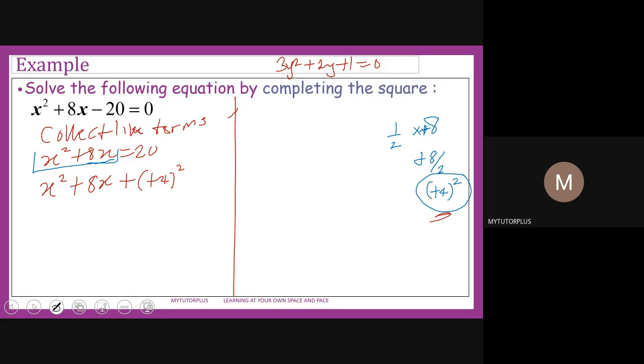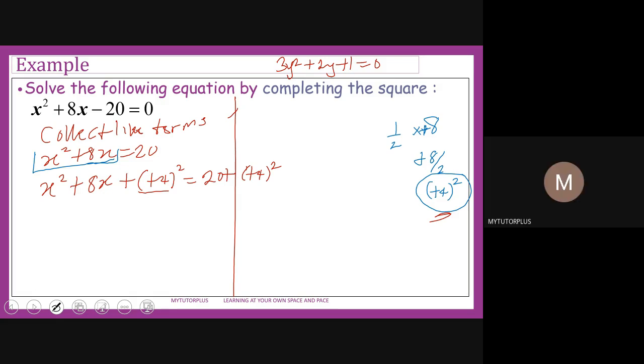Is that clear? Yes. Then the same value I've added to the left-hand side, I will add to the right-hand side. So that is going to be 20 plus open bracket plus 4 all in bracket square. That is clear, right? Yes.